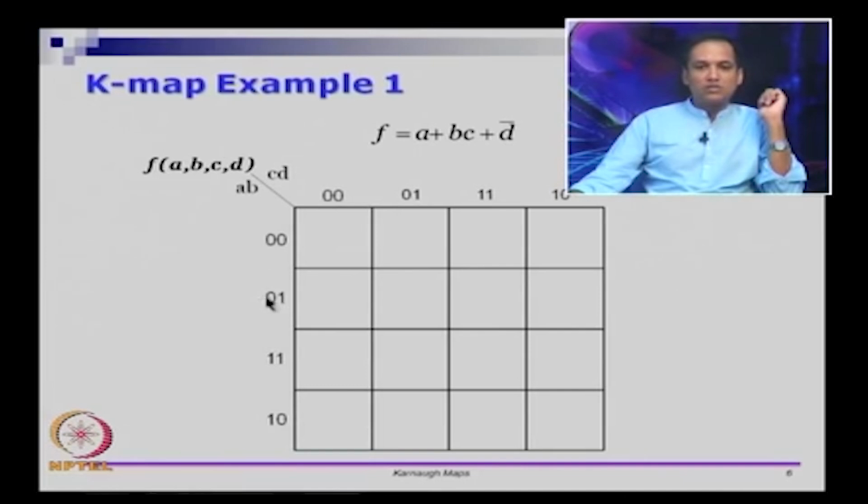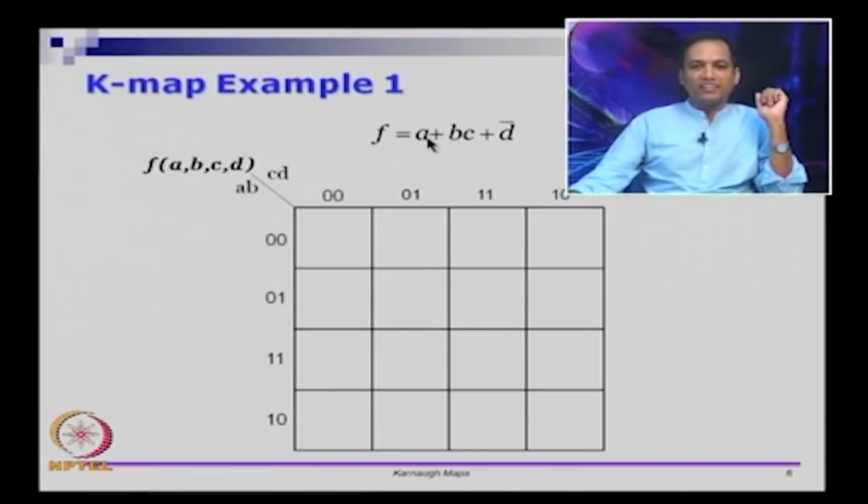We go 0 0 0 1, 1 1 and 1 0, similarly 0 0 0 1, 1 1 and 1 0 here. Now let us see these 3 terms. So like we did with the truth table in the previous module, I am going to fill up this K map table with 1s and 0s.